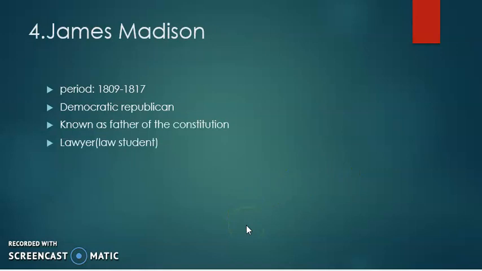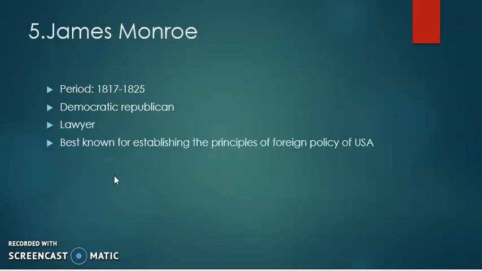The fourth president of USA is James Madison, and he ruled the country from 1809 to 1817. He was from the Democratic Republican Party, and he is known as the father of the Constitution, and he was a lawyer too.